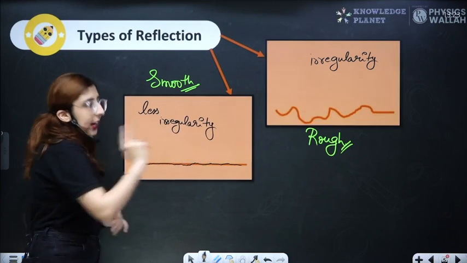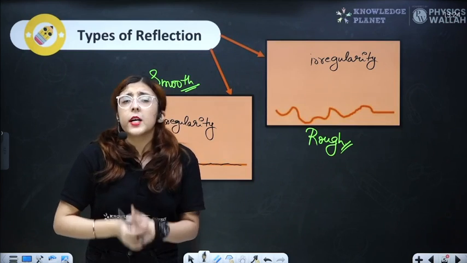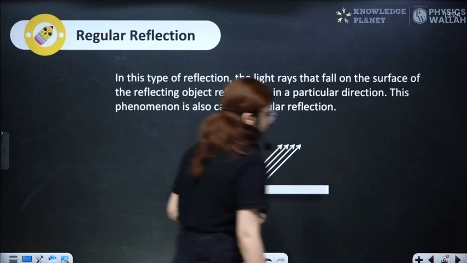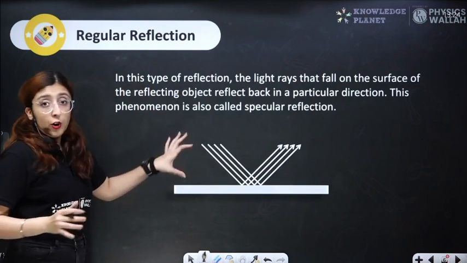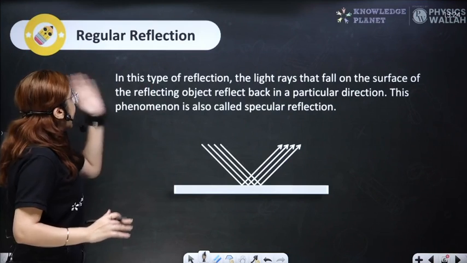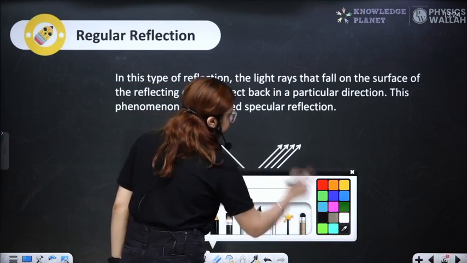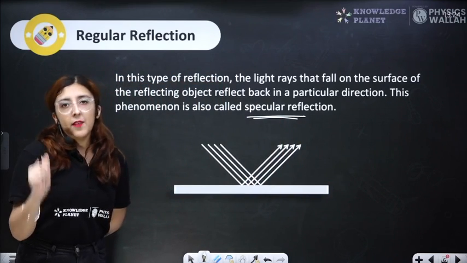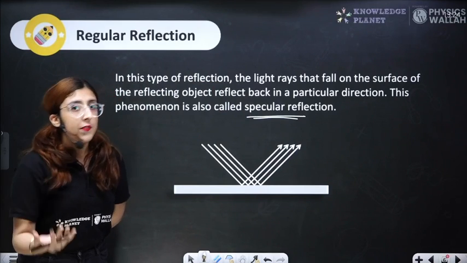Now, these surfaces, certainly they will undergo reflection, but what type of reflection? Now we are going to talk about it. So, the first type of reflection is nothing but happening on your smooth surface. Okay, so the name is regular reflection. Another name given for regular reflection is specular reflection. Regular reflection will always take place on your smooth surfaces.